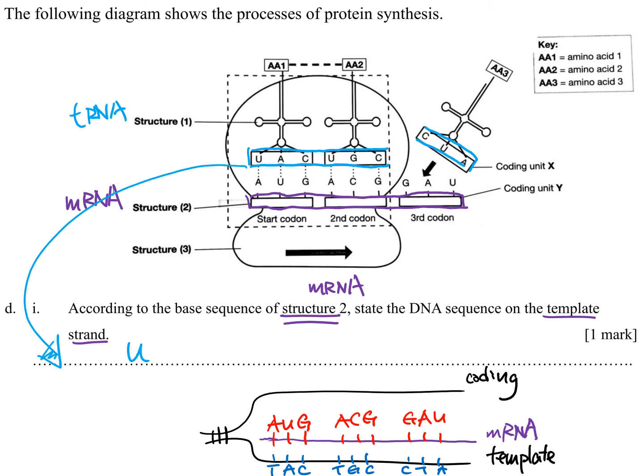So you have copied it down, UAC, UGC, and then CUA. Now, because the template strand is a DNA molecule, you don't have the base U, so you change the base U to base T. So now, do you get the same answer? Yes, you do. So you also get TAC, TGC, CTA in the template strand.